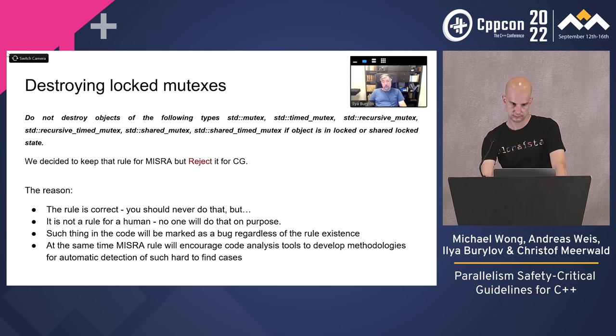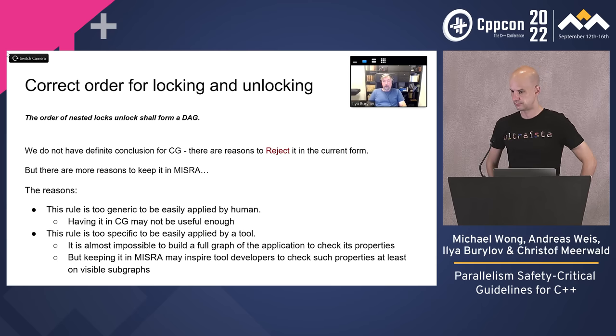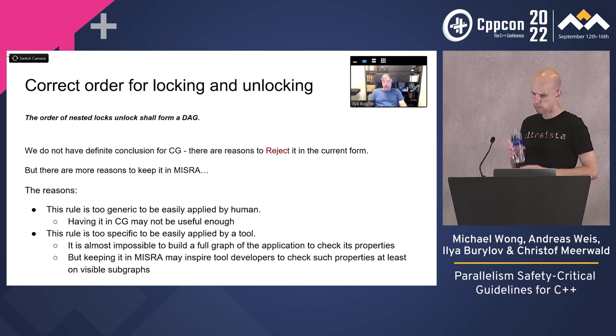The next slide shows somewhat similar case, which we think is a reasonable rule for MISRA, but it might not be that good for core guidelines. And the rule is about the order of the locks and unlocks. So it says that the locks and unlocks shall form a directed acyclic graph. It is a right thing to do, but this rule is too generic to be easily applied by a human. When you review someone's code, you rarely try to build the graph in your mind and try to understand whether those mutexes and locks and unlocks form this graph. So it doesn't help a human much when they do their review.